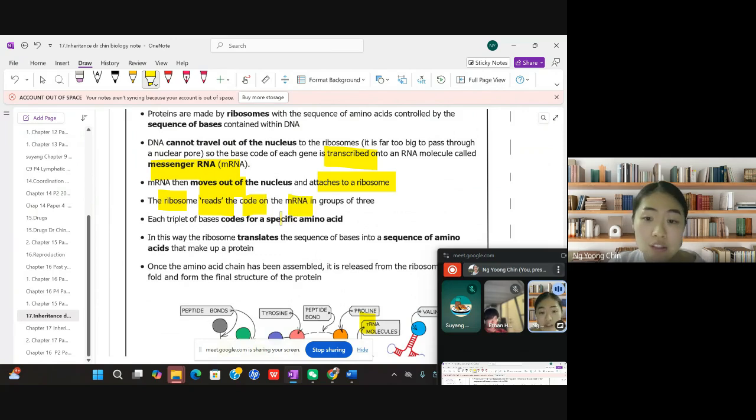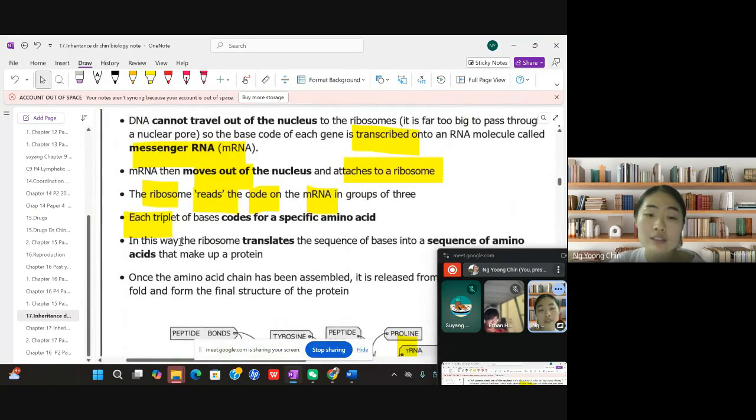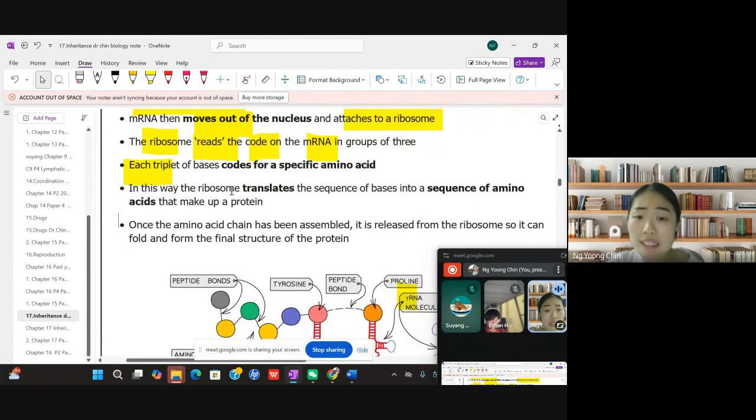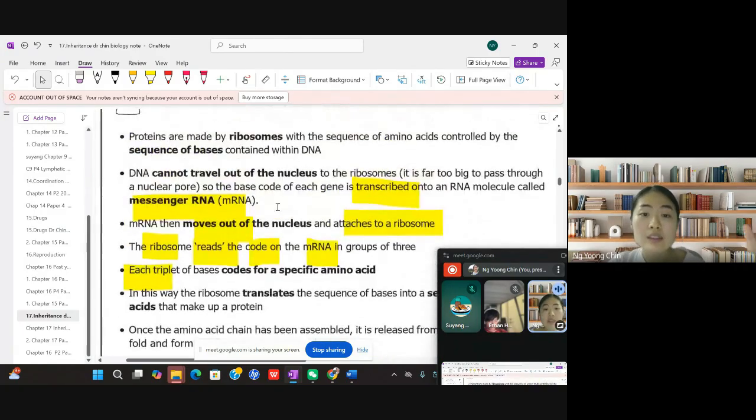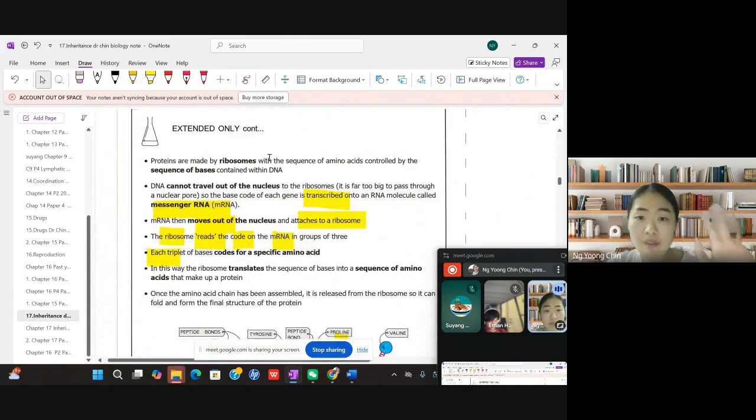So each triplet code, you can see, each triplet of the bases, because you have three bases, codes for one amino acid, so it's called a triplet. Each triplet of the bases codes for one amino acid. So after that, the ribosome will translate the bases into the sequence of amino acids, which can make protein. Okay, so in summary, it will be something like this.